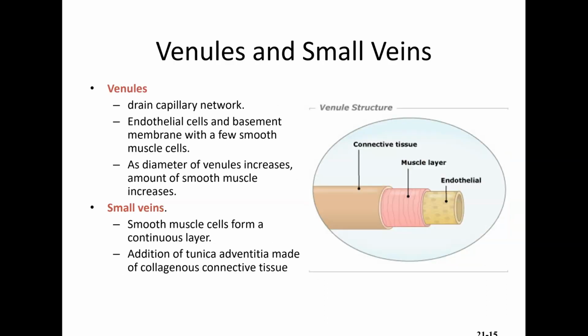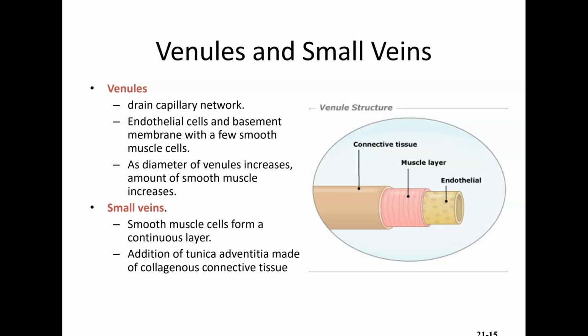Now let's discuss the subcategories of veins. So the smallest vein that we will have is called a venule, and their job is to drain the capillary network. The histology here is that tunica intima is made up of endothelial cells. We will still have the smooth muscle layer, but not quite as many layers as what we've seen before, just a few layers here. And our tunica externa would be made up of connective tissue. As the diameter of our venules increases, we are going to start to see an increase in the amount of smooth muscle that we find in the tunica media as well.